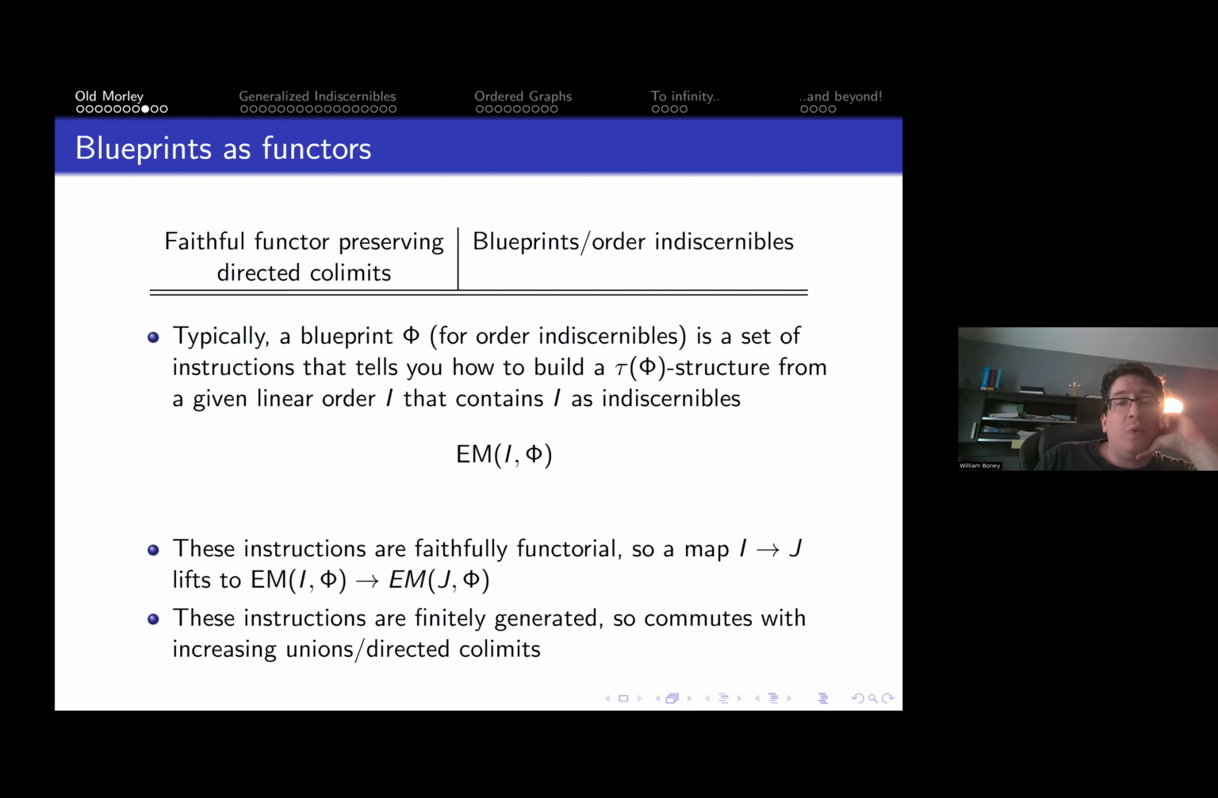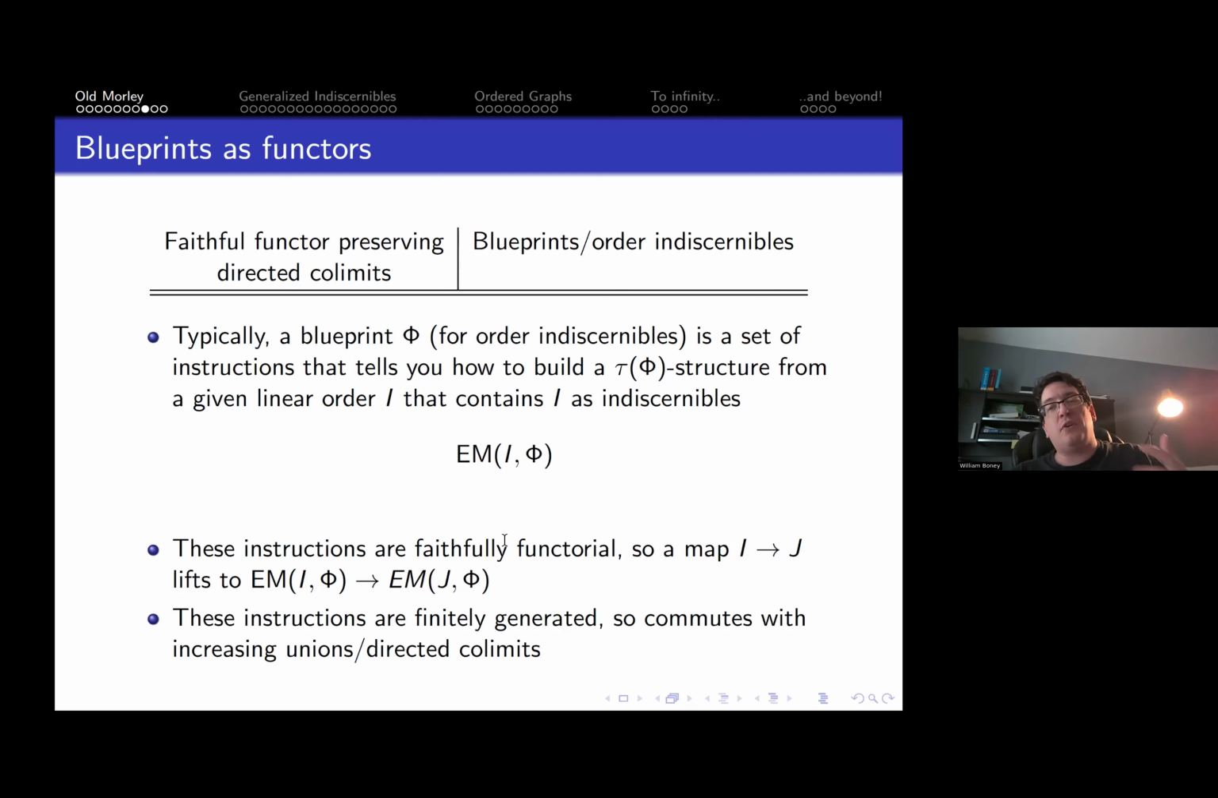And so why does this give us this sort of faithful functor? Well, these instructions, if you unpack what this means, are faithfully functorial. So if I take an embedding from I to J between two linear orders, the instructions on J, when I restrict them to I, just tell me to do what I'm supposed to do on I. So to map from I to J, lift to a map from EM(I, φ) to EM(J, φ).